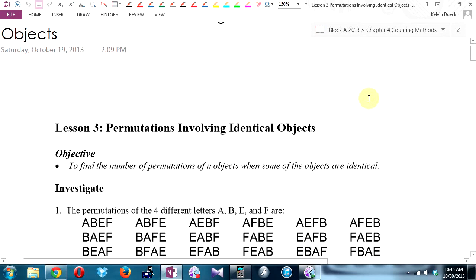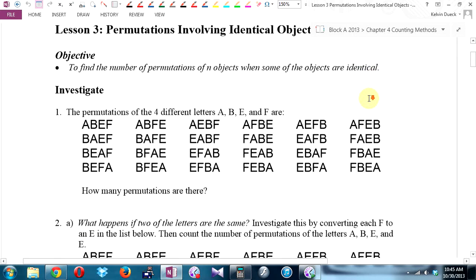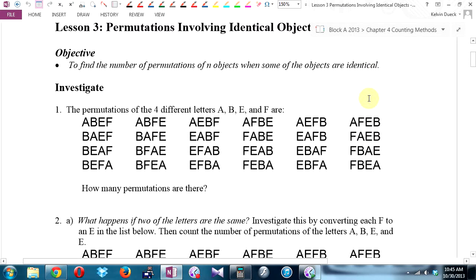And what we're asking ourselves today is, hey, what if some of the objects are identical? And we're going to see if we can actually figure out the pattern. We have to tweak our system a little bit. So I have here the number, I wrote out the number of permutations of the 4 different letters A, B, E, and F. There they are. I listed them all. How many?